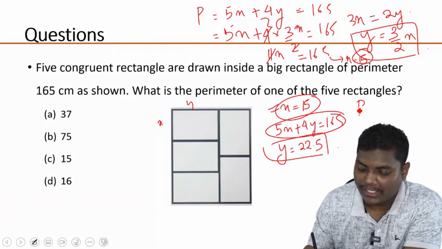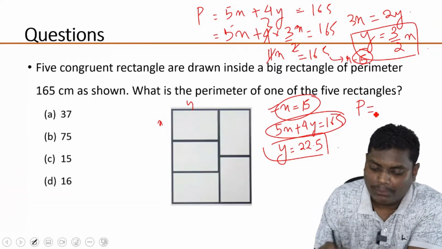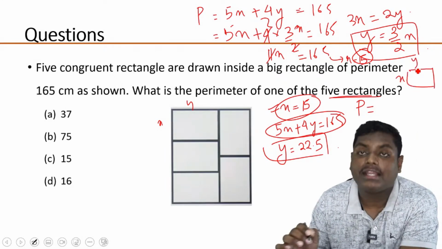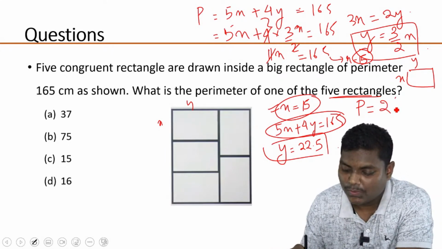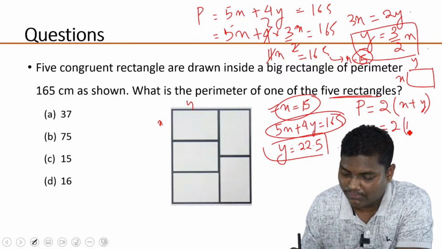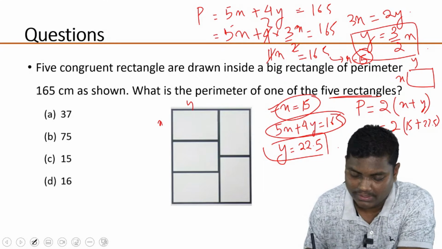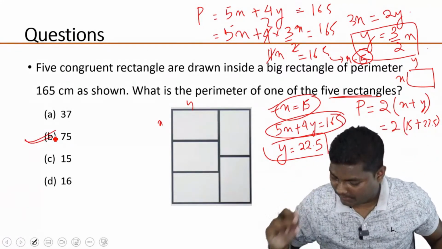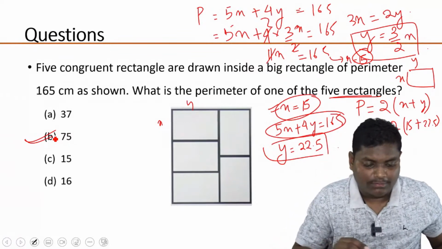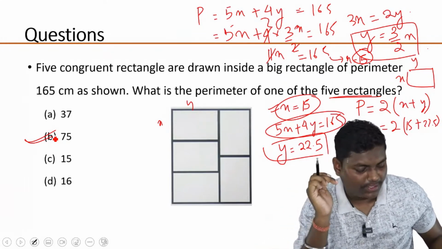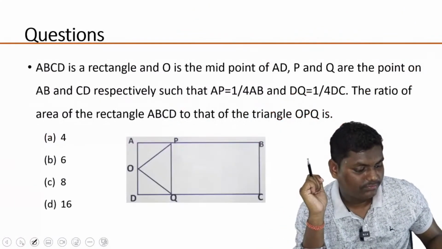Now you know the perimeter of a single rectangle. We have taken the dimension to be x and y, so the perimeter will be 2 times x plus y. Now if you add this, twice 15 plus 22.5, it will come to be 75. Okay, 75. So the correct answer is option B, 75. I'm sure this question is clear for everyone. Okay, moving to the next question.